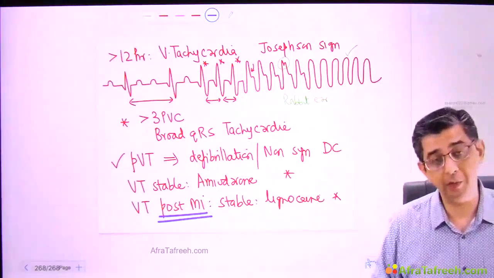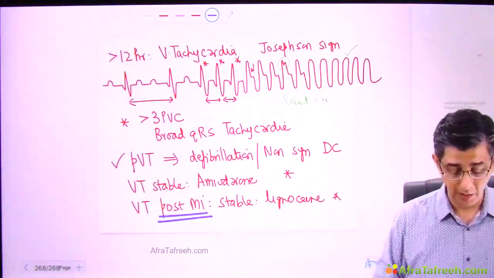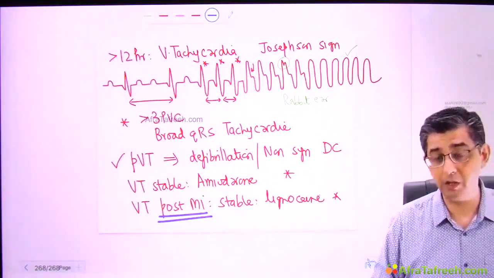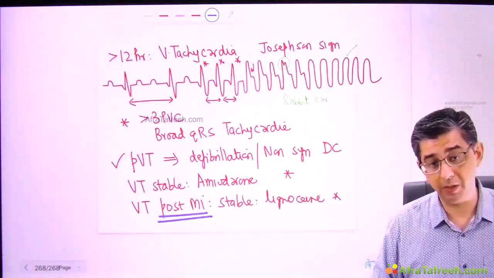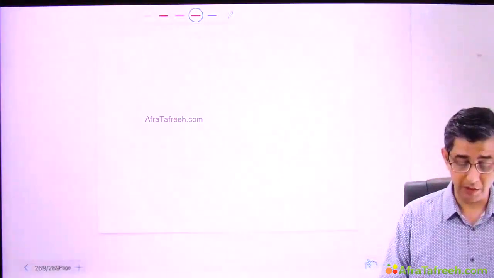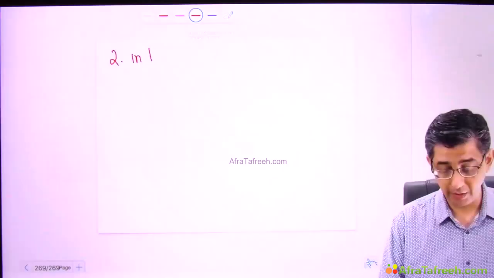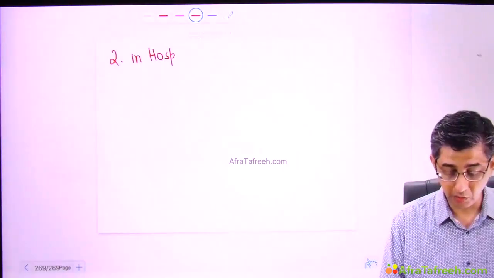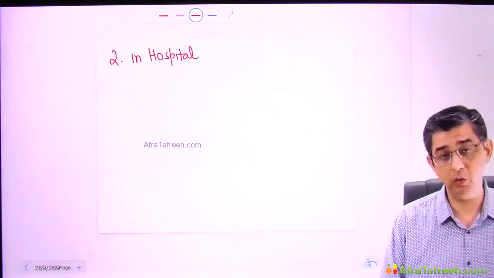Post MI VT, if the patient is hemodynamically stable, lignocaine, otherwise defibrillation would be done in the patient. So tachyarrhythmias can definitely be lethal, and for bradyarrhythmia, I would like you to refer to the ECG and arrhythmias component. The first complication that is seen in any case of MI is arrhythmias. This can cause death on arrival to the hospital, or maybe during transport, or maybe even at home.